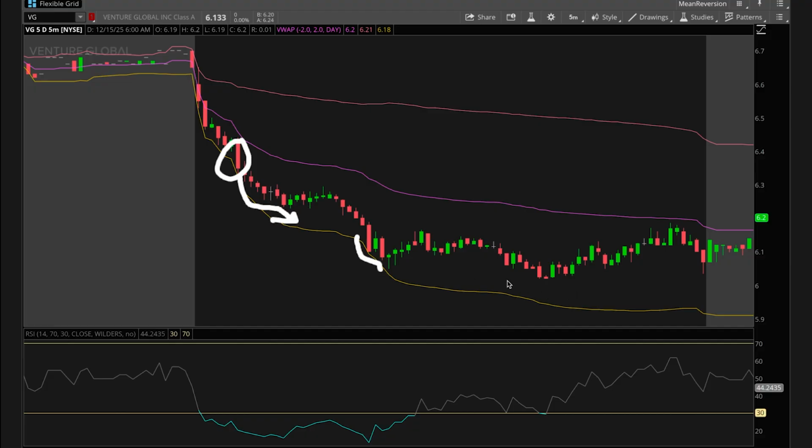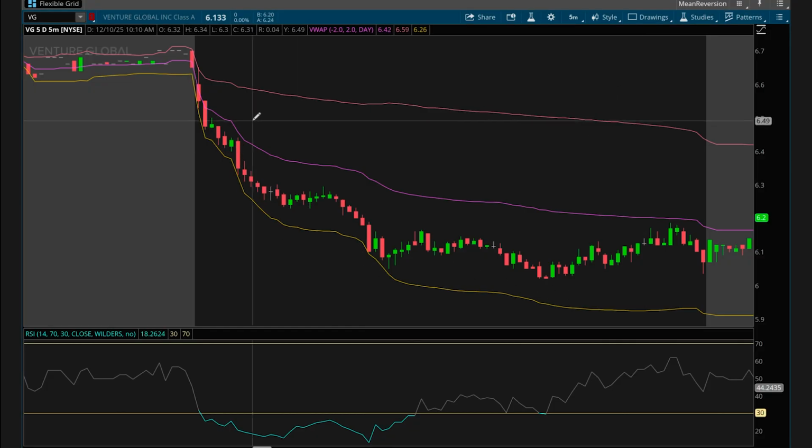We continued selling off. So what we would have done was we would have entered here upon the order coming through. And then when it comes to finding an exit, we would either wait for a break above middle VWAP, or we would wait for the RSI to turn around to show us that overall direction and momentum was shifting.